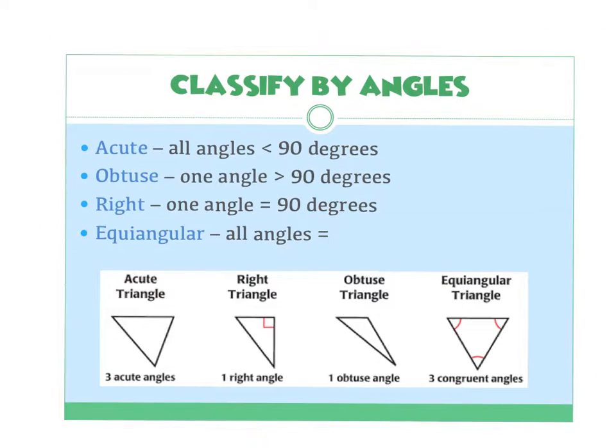That's by side, so that's next. This is by angle. So by angles there's 4, by sides there's 3. And then on the bottom there, you've got your pictures. So acute triangle, again, all 3 angles will be less than 90. Right triangle, one of the angles is going to be equal to 90. Obtuse, 1 bigger than 90. And equiangular, all of them would be the same.